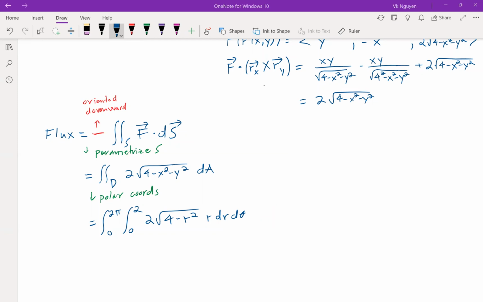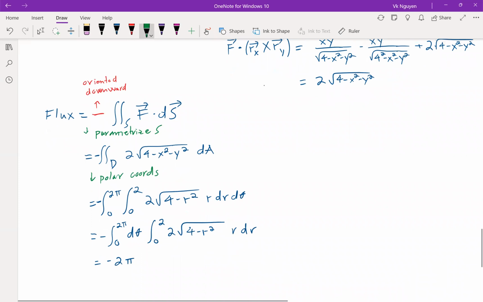Oh yeah, thank you. I forgot that r is needed, because you have to keep it throughout the integral. Okay, theta from 0 to 2 pi. Oh man, I should have put a 2 out first. d theta, 0 to 2, root of 4 minus r squared r dr, and then minus 2 pi. Let's see, what do we have here?